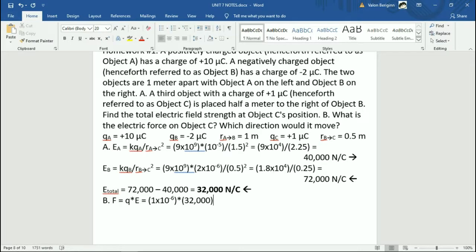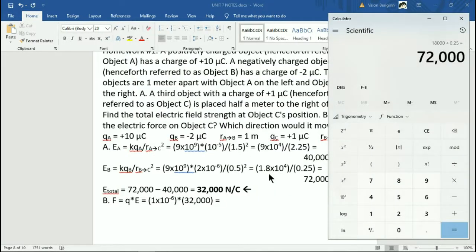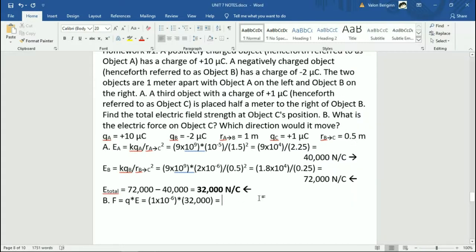of 32,000. This gives you, well, times that 0.032. That's your force. Now, and again, direction, what's the direction? Well, the rule for this is that a positive charge follows the field, while the negative charge does the opposite. So at this point, the field is pointing to the left, and we have charge C is a positive charge, so it is going to follow the field to the left. That's our answer for B.